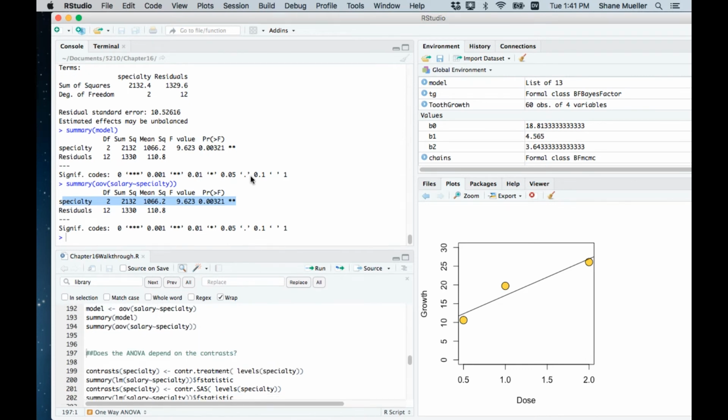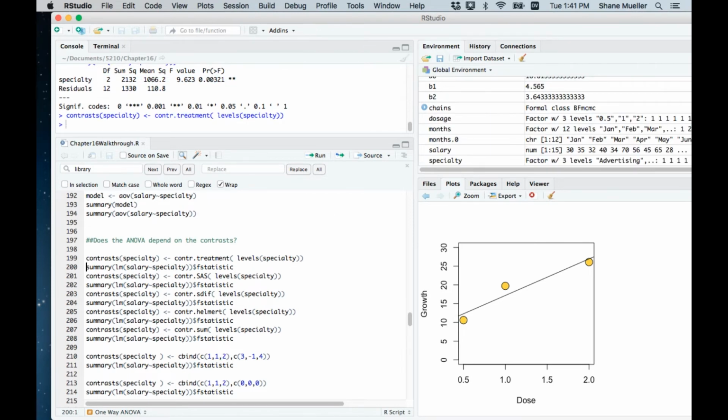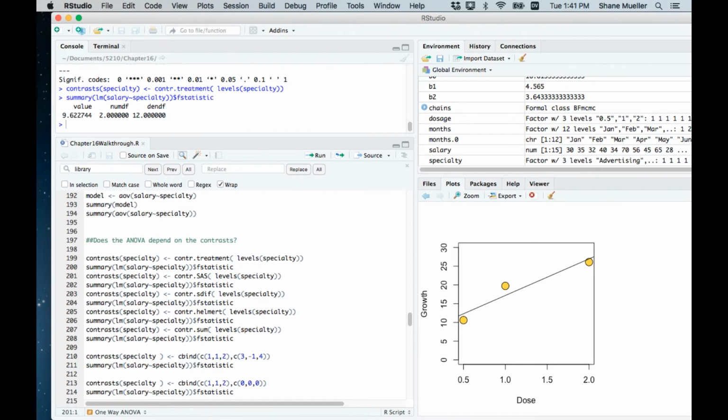So you might wonder, well, we have all these different options of contrast. What if I put a different contrast in? What if I did treatment coding and looked at this, the F statistic, it's 9.6. What if I did SAS coding? Well, it's the same. What if I did successive difference coding? It's the same. Helmert coding, same numbers.